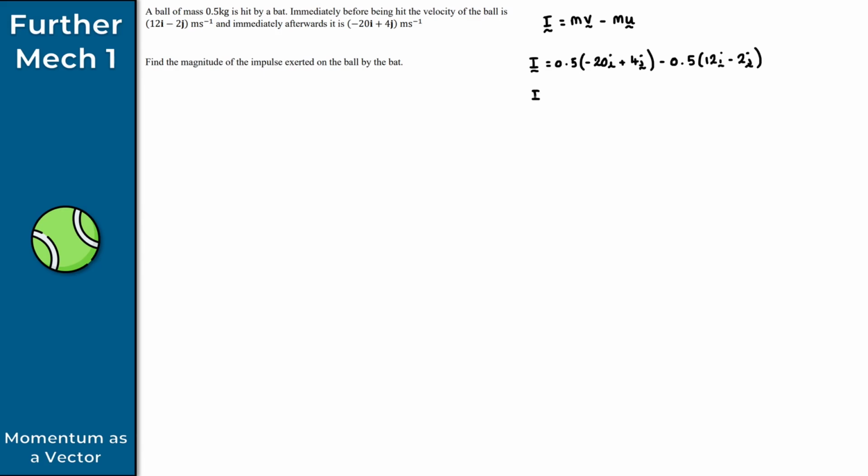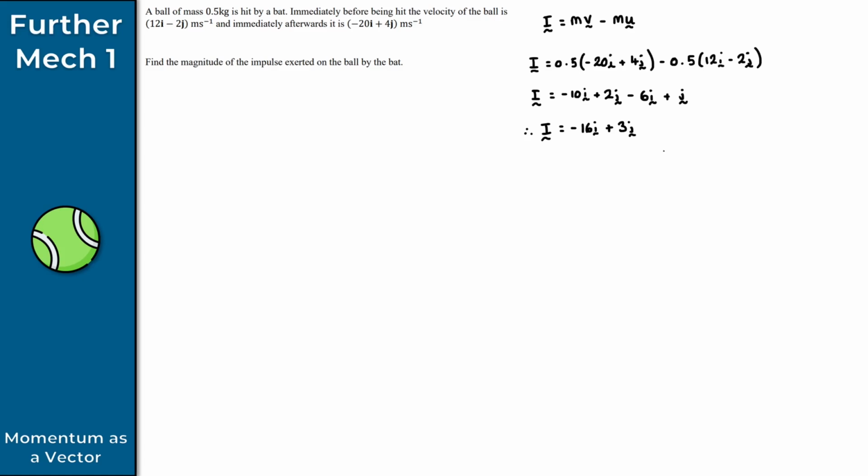So I, the impulse here, is equal to the following. So I get minus 10i plus 2j. What else do we get here? So we get minus 6i, and then minus 0.5 times minus 2j here. That just gives us plus j there. Okay. And then finally, to finish with here, let's just simplify. So I is equal to minus 16i, and then 2j plus j here. That gives us plus 3j.